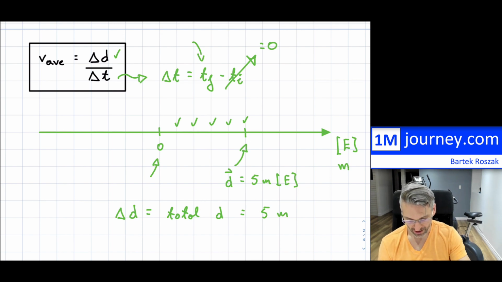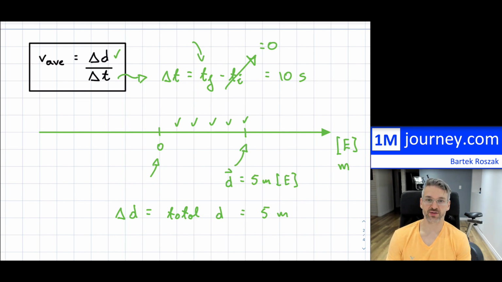And let's say in this case, we're walking very slowly, so maybe it took us 10 seconds in total. Now, in 10 seconds, so time is not a vector for us.